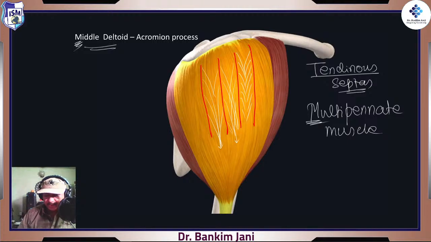Now, what's the advantage? Remember one very powerful principle. The strength of the muscle is dependent upon the number of fibers and not the length of the fiber. If the length is very big, yes, it has the longer action. But with more fibers, when more actin myosin filaments contract together, it gives power. So that's the reason this middle deltoid is actually very powerful.